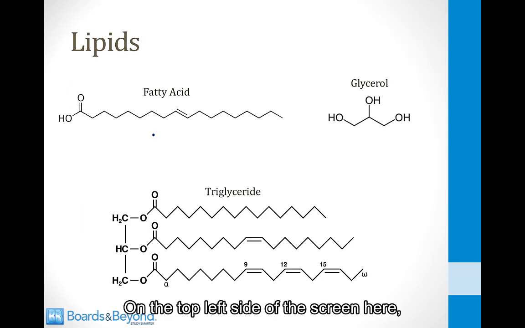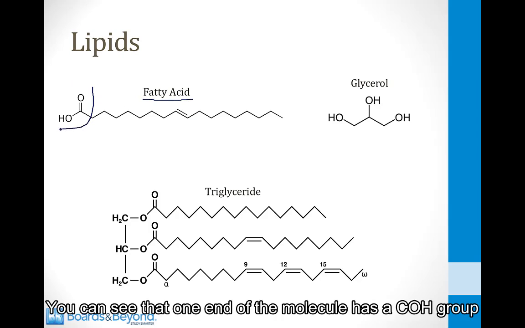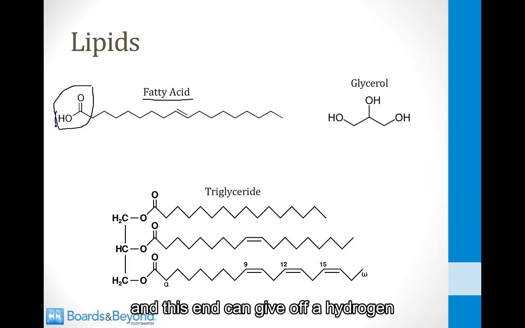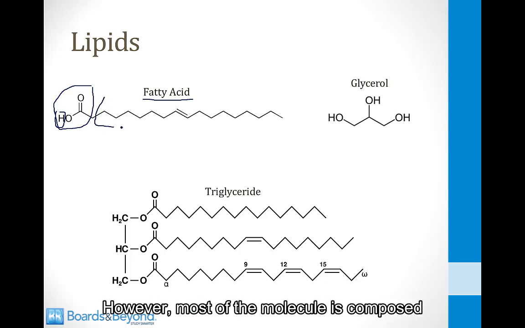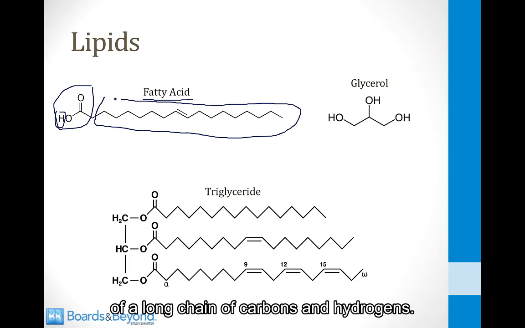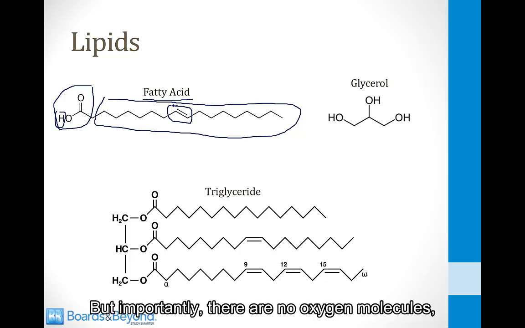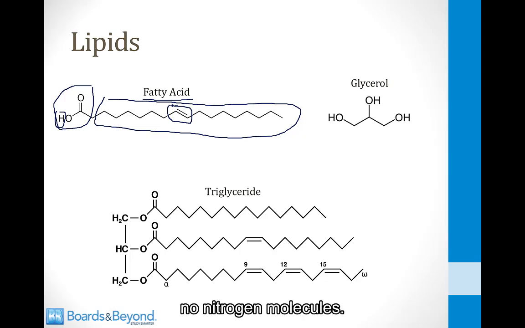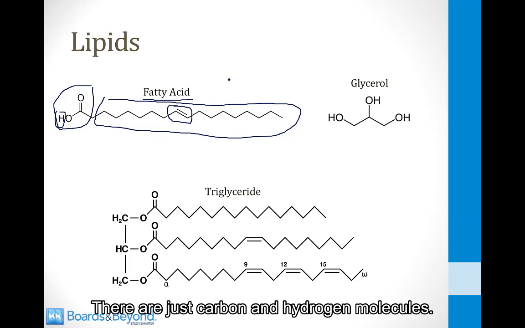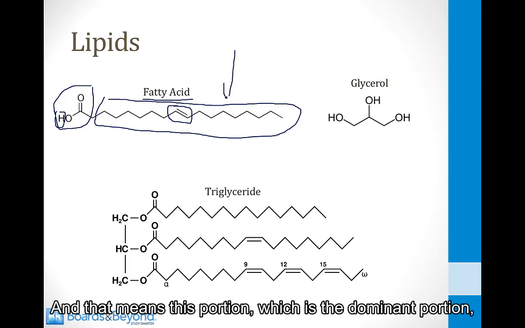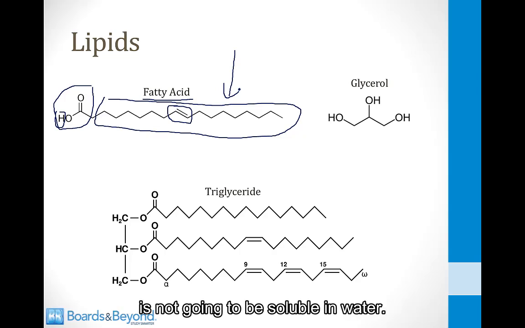On the top left side of the screen here, I've shown the structure of a fatty acid. You can see that one end of the molecule has a COOH group, and this end can give off a hydrogen, and therefore that makes this an acid. However, most of the molecule is composed of a long chain of carbons and hydrogens. There may be single bonds or double bonds, as I've shown here, but importantly, there are no oxygen molecules, no nitrogen molecules. There are just carbon and hydrogen molecules, and that means this portion, which is the dominant portion, is not going to be soluble in water.